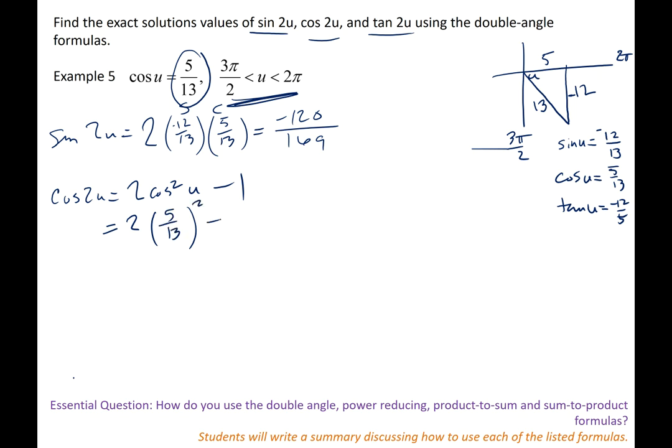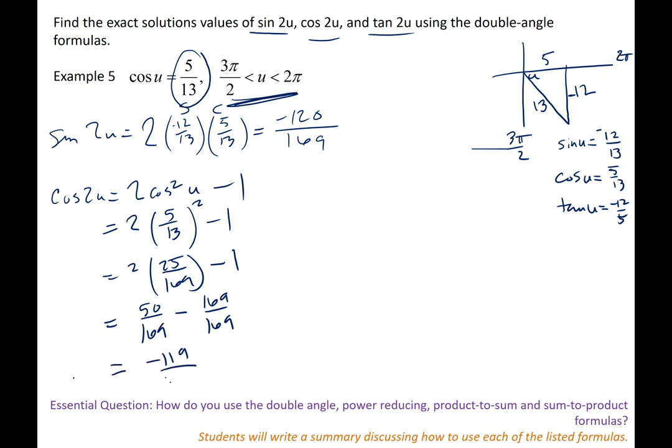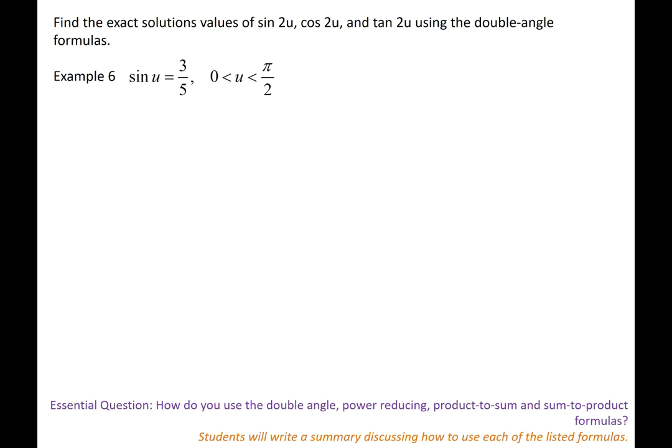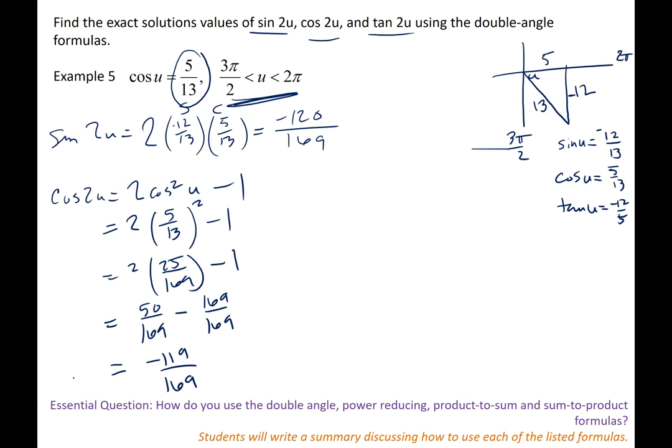5 over 13 squared minus 1. All right, what's 5 over 13 squared? Good. Minus 1. And then 2 times 25 is? 50 over 169. And then I have to subtract 1, but I'm going to write a fancy 1, 169 over 169. So what's 50 minus 169? Over 169.